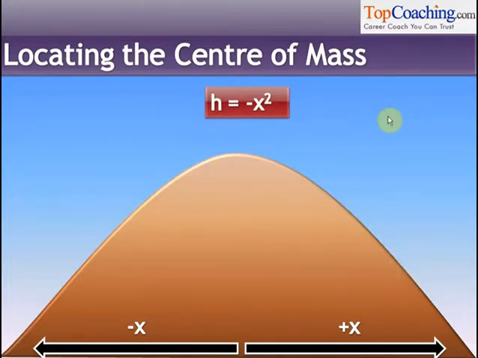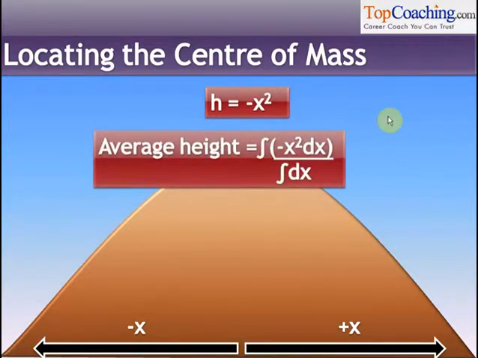What is the average height? The average height can be found out by the average formula, integral f of x dx divided by integral dx. So in this case, the average height is integral minus x square dx divided by integral dx, isn't it? So the average of any function is integral of that function dx divided by integral dx, isn't it? So this average function is used to find out average values in general, in mathematics. We can use this average function to locate our center of mass.